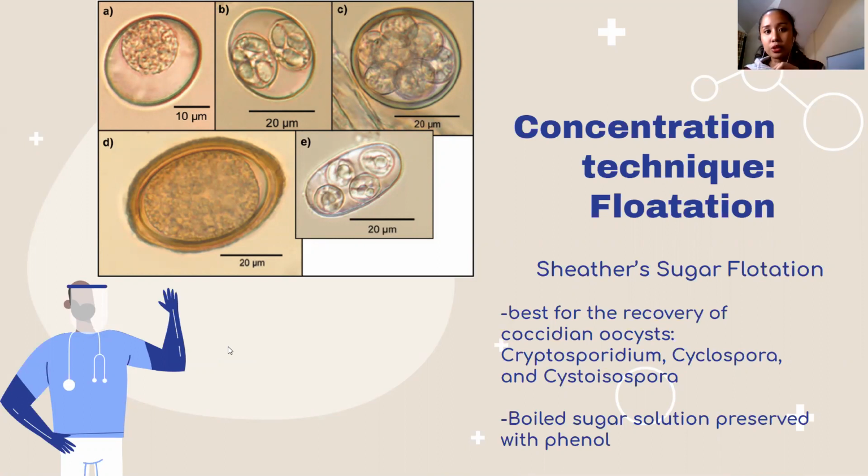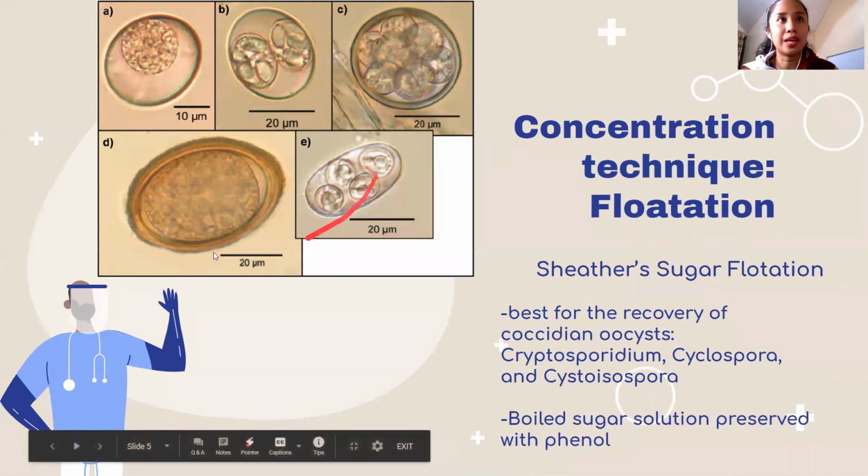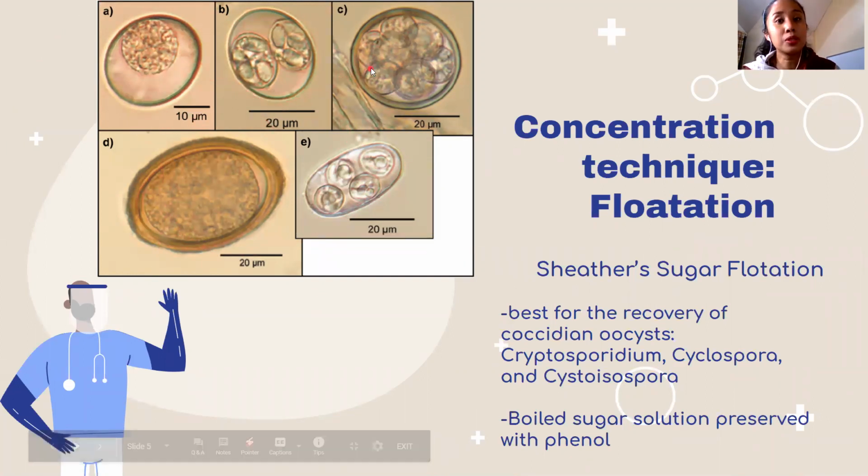So sugar flotation, so we boil a sugar solution with phenol. Yes, preserve with phenol. So ito po yung mga coccidia natin. Yan. It looks more complicated than your typical cysts. So, ang tawag dito, oocysts. Yan, pag sa coccidia ha.